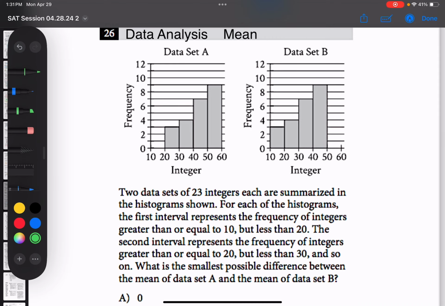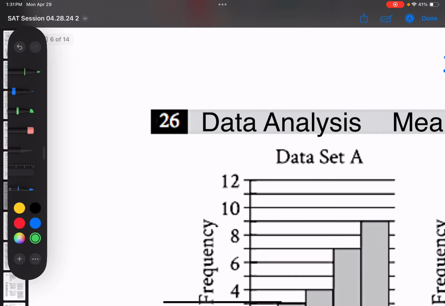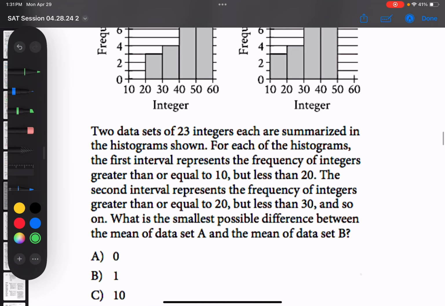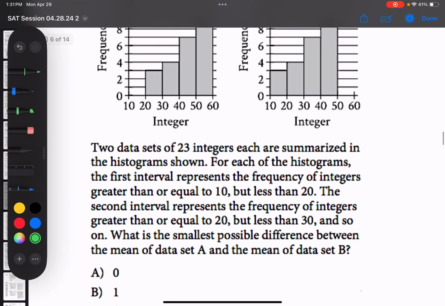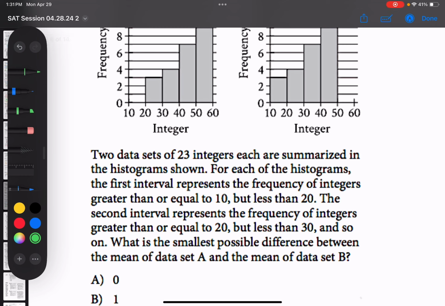Now notice, I'm going to underline in green the clue that you have to know that you're dealing with a dirty question, number 26. Two data sets of 23 integers are each summarized in a histogram shown. Boom. You see the word histograms? You're probably going to pass on this question. It's not going to be hard. It's clunky, but not hard. Histograms. Clunky. That means skip and come back because it's going to suck up your time. It's like going over a speed bump.